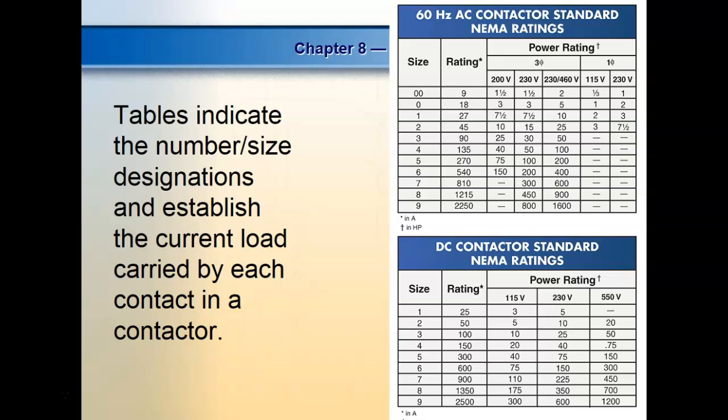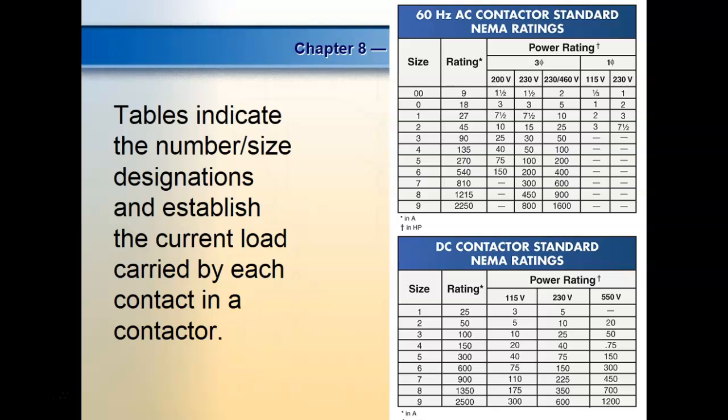NEMA ratings for contactors are standard, usually rated in sizes depending on the amount of current they can handle. This is the NEMA rating for horsepower. So a size 0 could run a 1.5 horsepower motor on 200 volts. It could run a 1.5 on 230. It could run a 2 horsepower on 230 or 460. And so if we look at this motor, where's our motor starter at? This is going to be on the nameplate on the motor starter, its actual size.